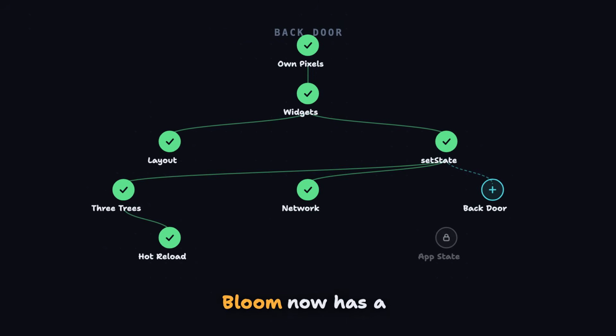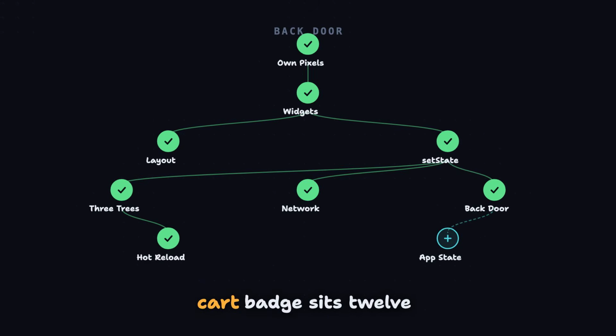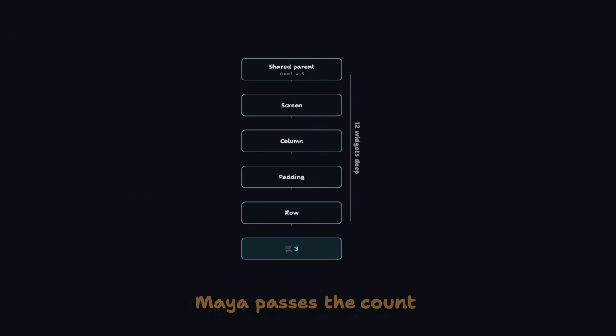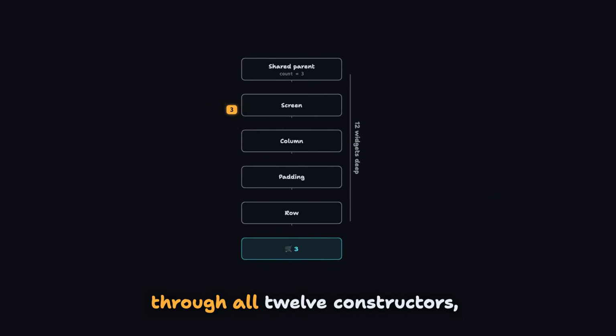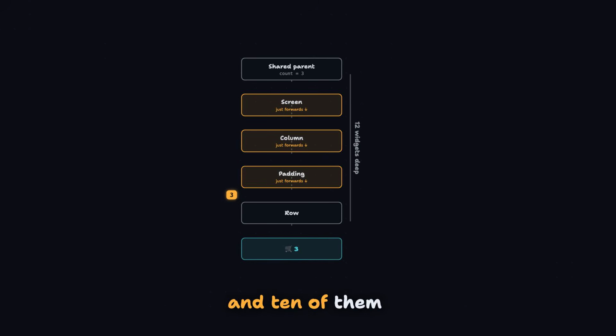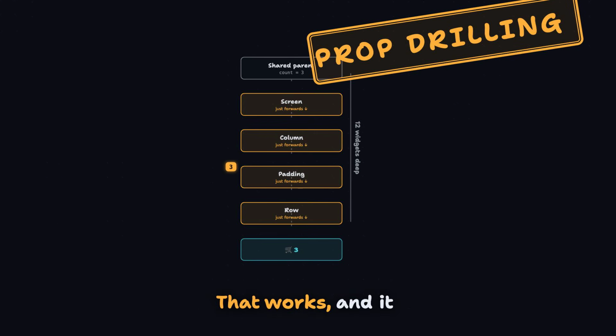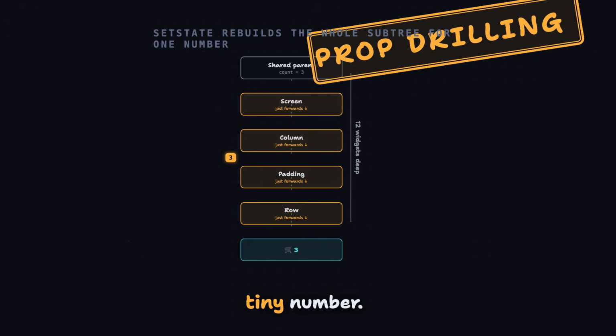Chapter 8. Bloom now has a cart, and the little cart badge sits 12 widgets deep in the tree. Maya passes the count down by hand through all 12 constructors, and 10 of them do not care about carts at all and only forward it along. That misery has a name, prop drilling, and her instinct is to lift the count to a shared parent and set state there. That works, and it also rebuilds the parent's entire subtree for one tiny number.